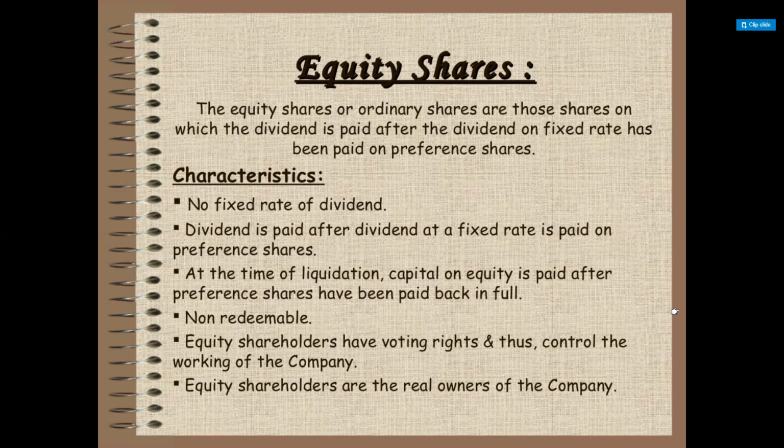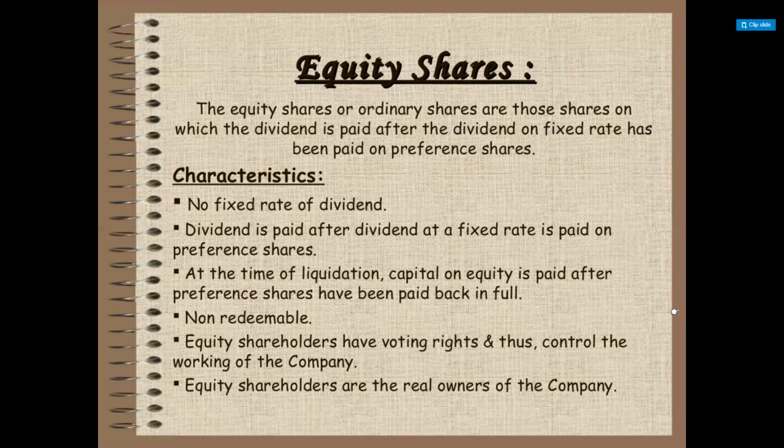The equity shares or ordinary shares are those shares on which the dividend is paid after the dividend at a fixed rate has been paid to preference shareholders. Equity shareholders are also referred to as the owners of the company. It is also referred to as ordinary shares. So the first dividend is paid to the preference shareholders. Later, the dividend is paid to equity shareholders.